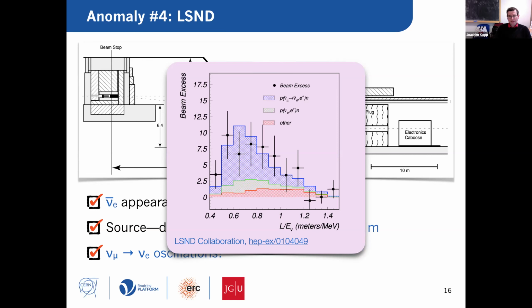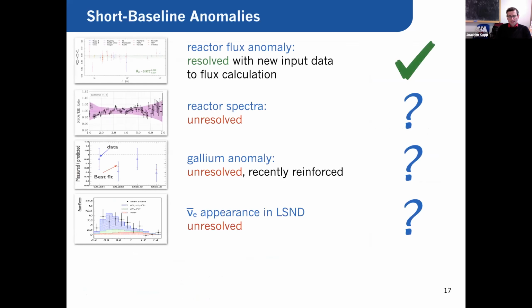So there is a 3 sigma excess of electron antineutrinos that at the time had been interpreted as muon neutrino to electron neutrino conversion. We now know that that cannot be neutrino oscillations in the standard model, but people have entertained the possibility that if you add an extra 4th neutrino to the model, then you can get these transitions even over the short distances seen at LSND. Once again, LSND is an unresolved anomaly. And as far as I know, no one has any really good leads as to what it could be.